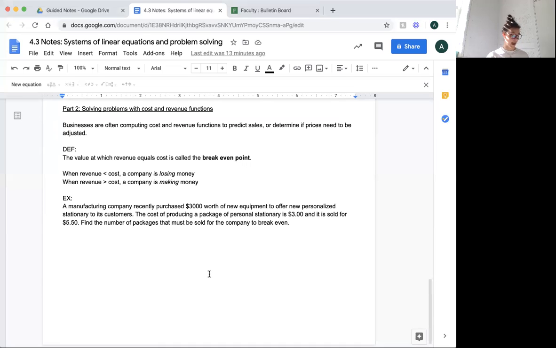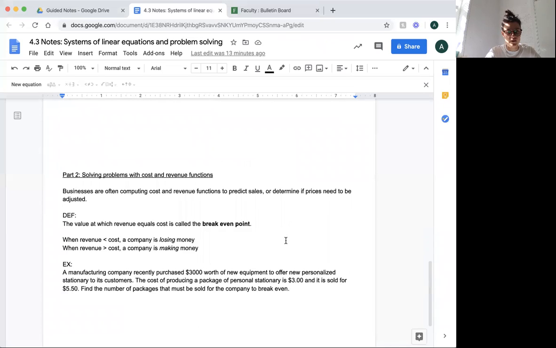All right, so we have an example here. A manufacturing company recently purchased $3,000 worth of new equipment to offer new personalized stationery to its customers. Ooh, stationery. The cost of producing a package of personal stationery is $3 and it is sold for $5.50. They got a big upcharge. Find the number of packages that must be sold for the company to break even.